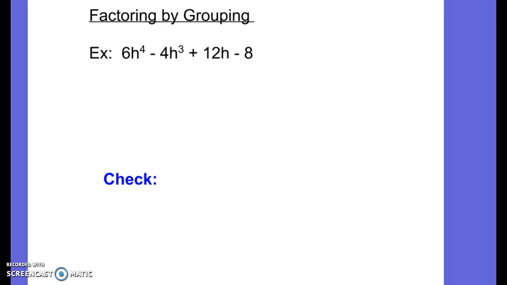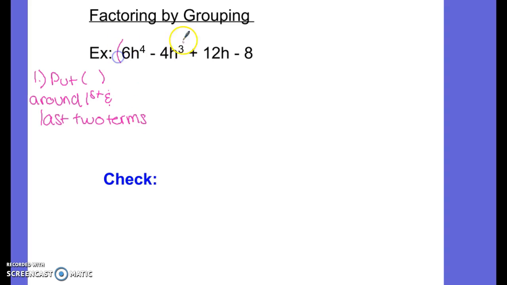Let's restart factor by grouping. So let's first start again with the first step. Put parentheses around the first and last two terms. Okay, parentheses, and include the sign. Step 2 is find two GCFs. Find the GCF of the first group and of the second.